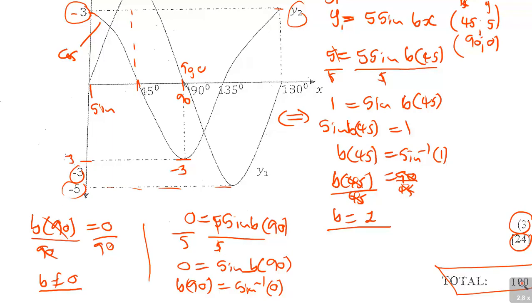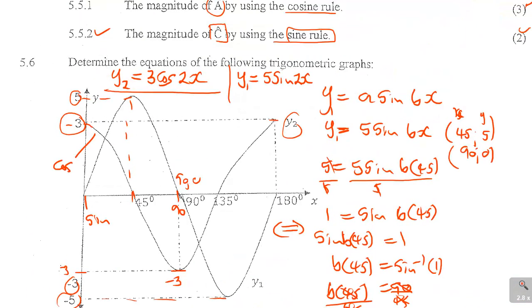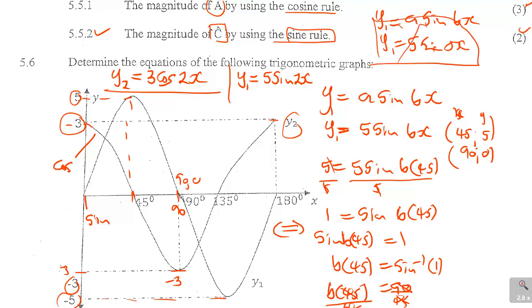So this is not correct, because how are you going to write your answer? Remember the answer is y1 is equal to a sine bx. So your answer will be y1 is equal to 5 sine 0x, which is not going to work. So avoid such. Use values that can give you the right value of b.